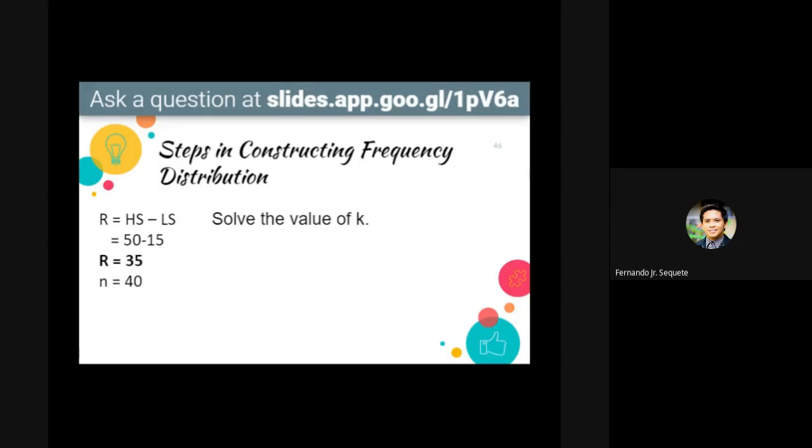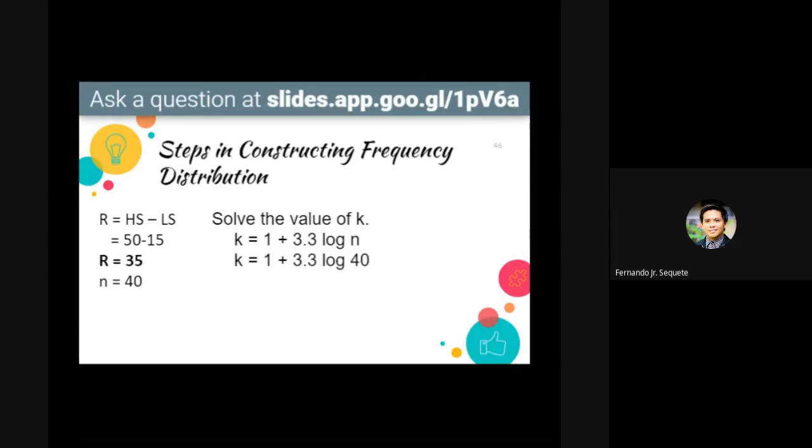Next, solve the value of k. Ito yung value pala ng k, children. So we have k is equal to 1 plus 3.3 log n. So ite-key in na lang natin siya. Please take note of that one.